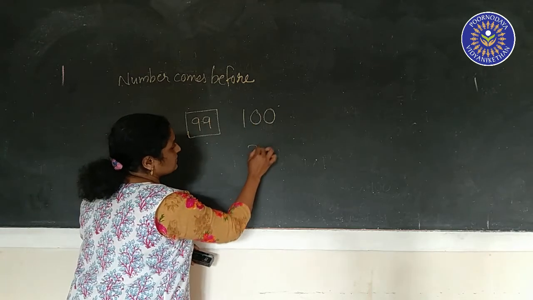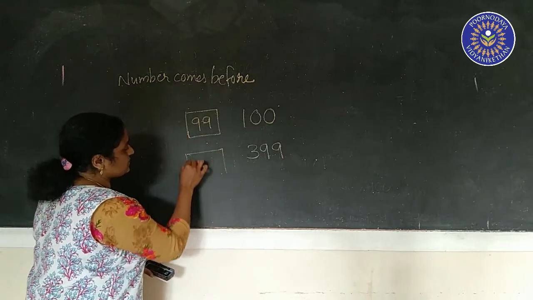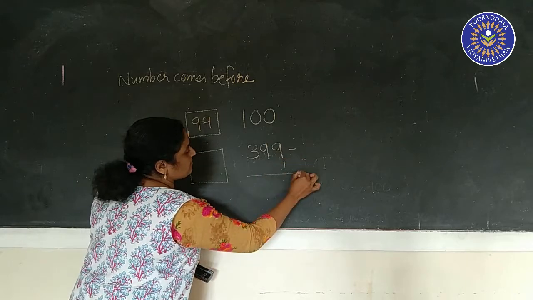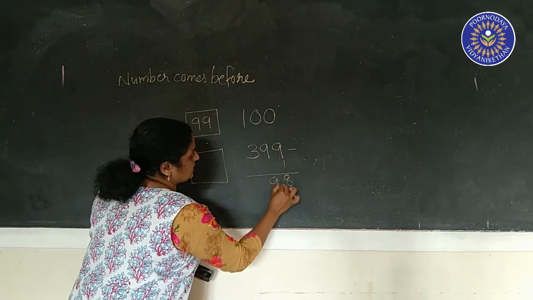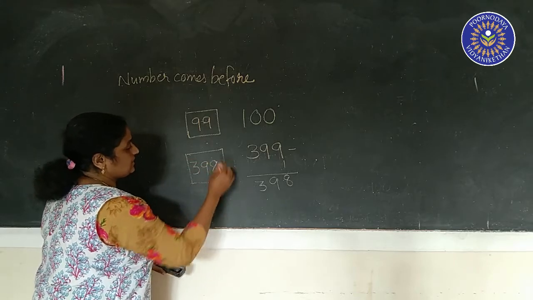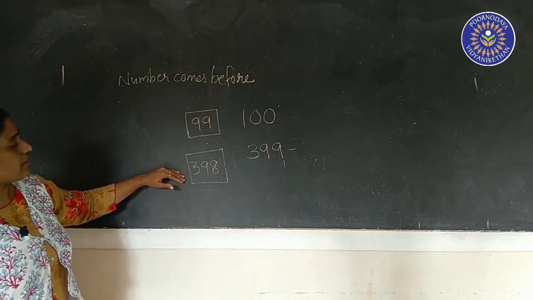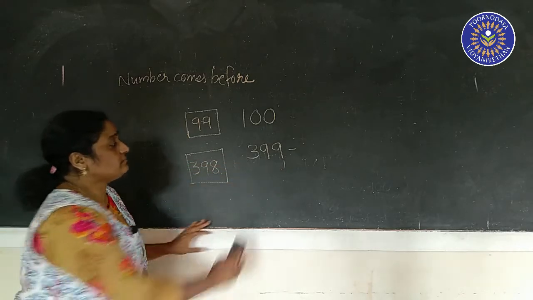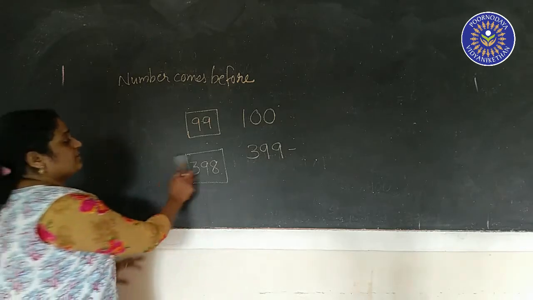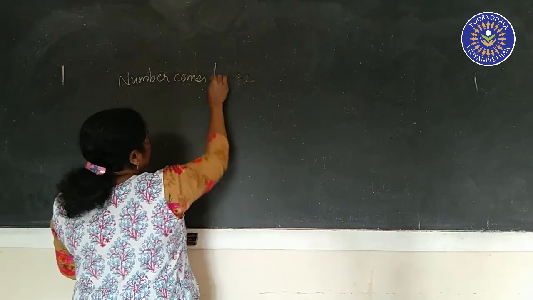Before 399. Which number will come before 399? Yes. Subtract 1. If we subtract 1, we will get 398. For getting the number before a number, we have to subtract 1 from the given number. Clear? Then the next one is the number that comes between two numbers.